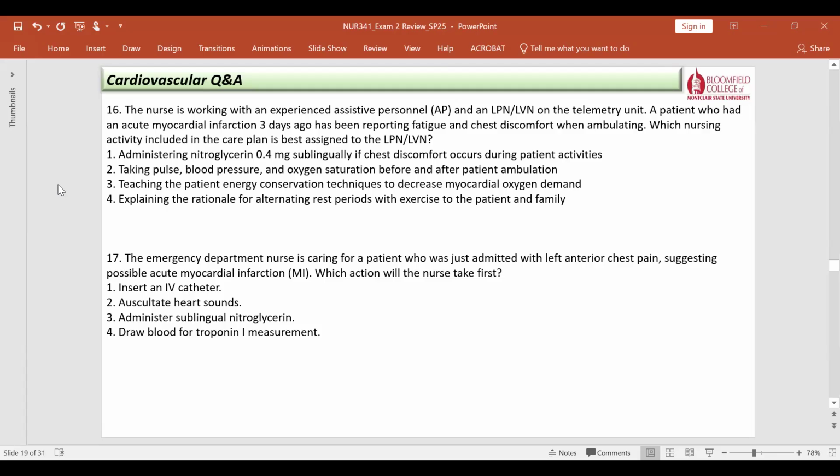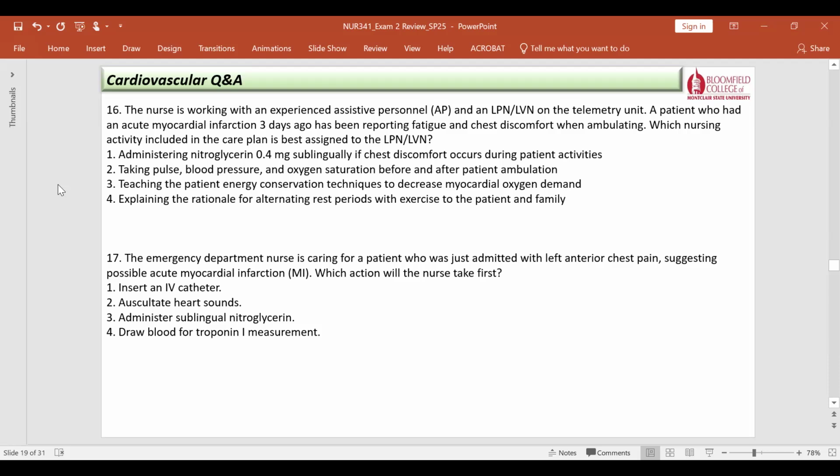So the administration of nitro and appropriate patient monitoring for therapeutic and adverse effects are included within the LPN education and scope of practice. So taking blood pressure, pulse, and oxygen saturation should be delegated to who? Who would be taking that? Number 2. Yeah, the CNA. Exactly.